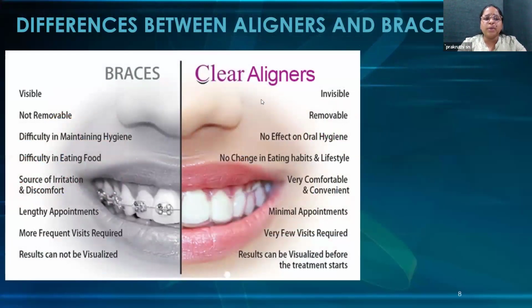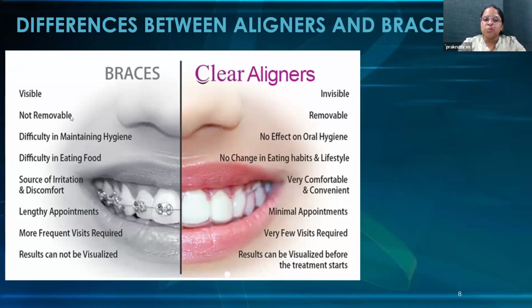Coming to the major differences between aligners and braces. Braces give a metallic appearance, a mouth full of appliance visibility, whereas aligners are almost virtually invisible. As long as a person doesn't come very close to you and notice that there is something on your teeth, it is almost invisible.